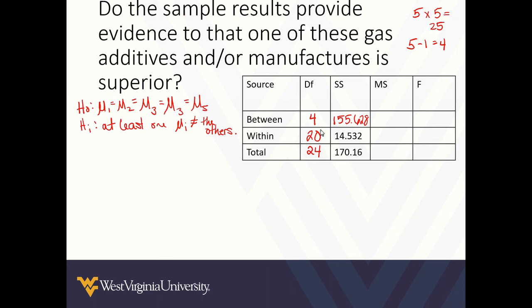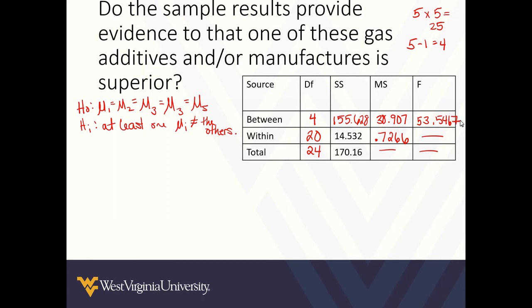From here, I just need to do some division. And this would be a mean squared between of 38.907, and mean squared within will be 0.7266, and this would give us an F ratio, or F statistic, of 53.5467.